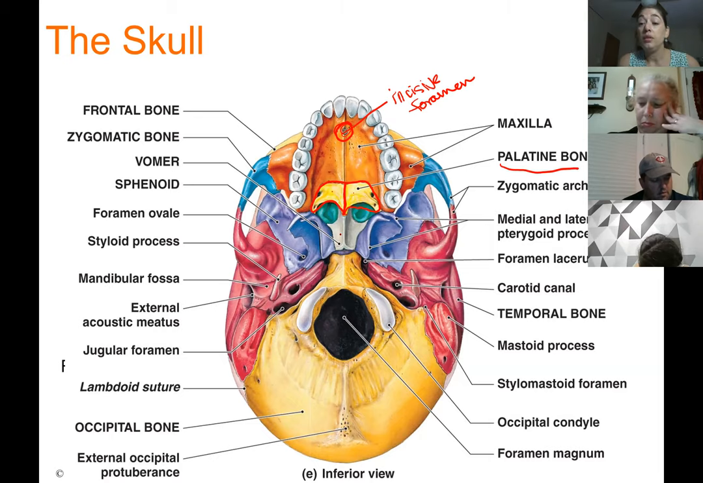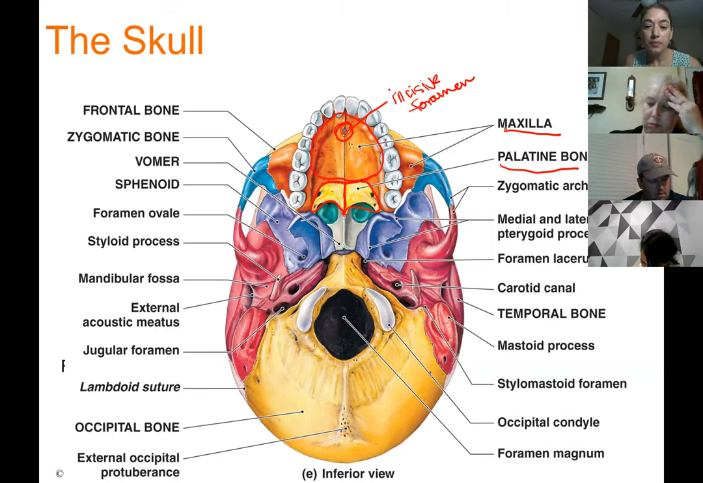So to be really correct, if you were labeling something, you could tell me left palatine or right palatine bone based on whether or not there's a pair of bones. So anytime there's more than one, it's best to always be very specific in labeling. Okay, so your palatine bone forms part of your hard palate. The other part of your hard palate is formed from the maxilla, the orange portion here.